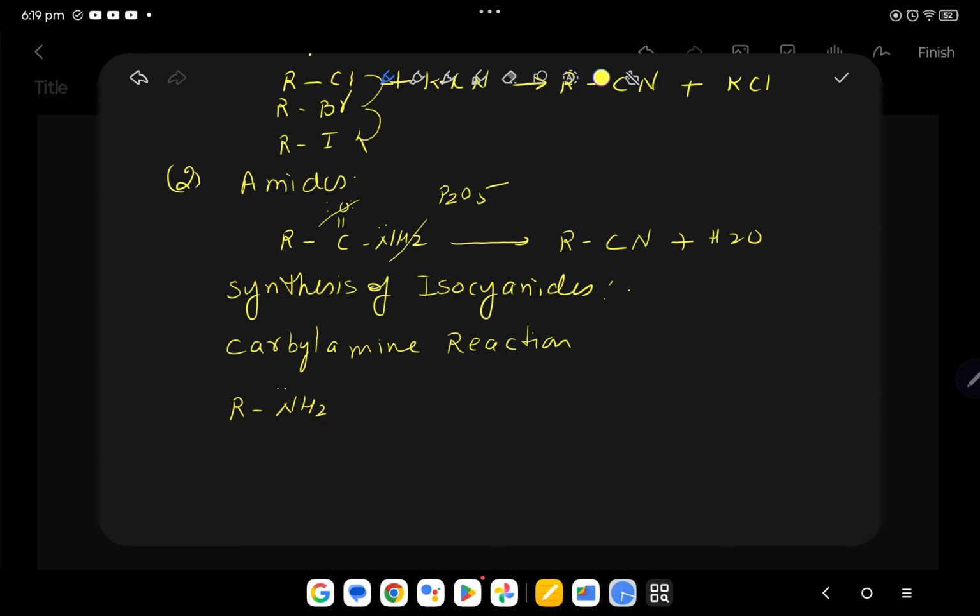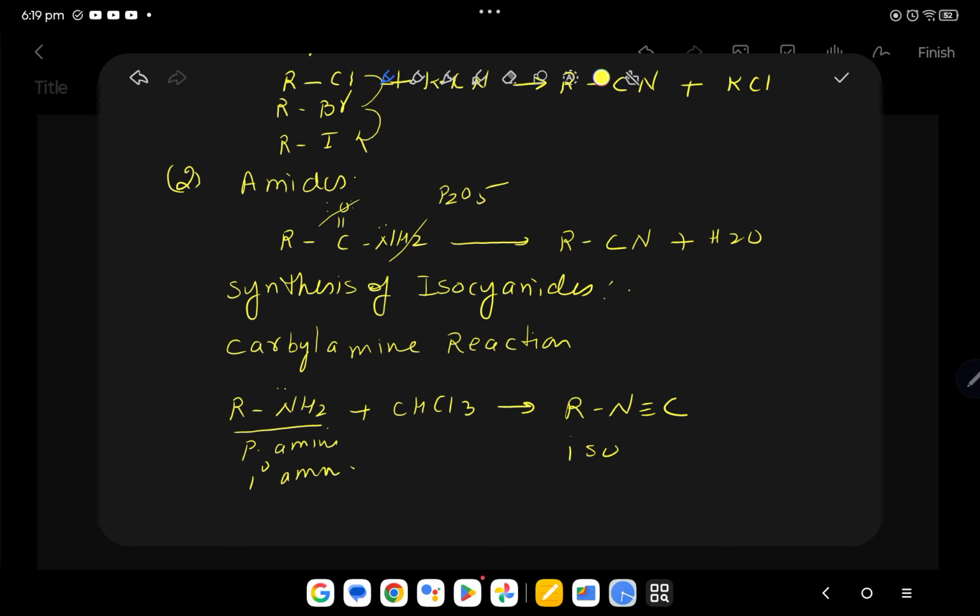So this is a primary amine. RNH2 is a primary amine. We can call it a 1 degree amine also, and you can take any one, reacting with CHCl3, and we get the compound RNC, an isocyanide.